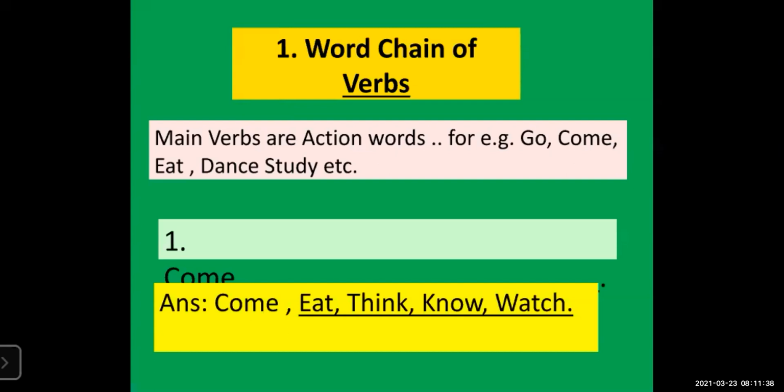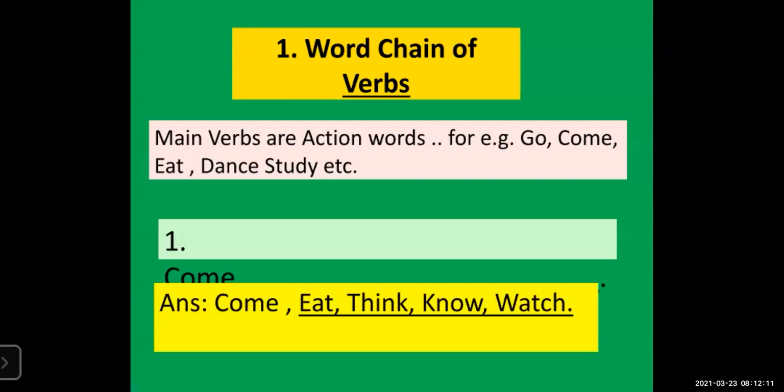Now, what is a verb actually? How to solve this question? Let us see this. A main verb means the word which shows action. The action word is called a verb. For example, go, come, eat, dance, study. All these are main verbs, the words which show action.